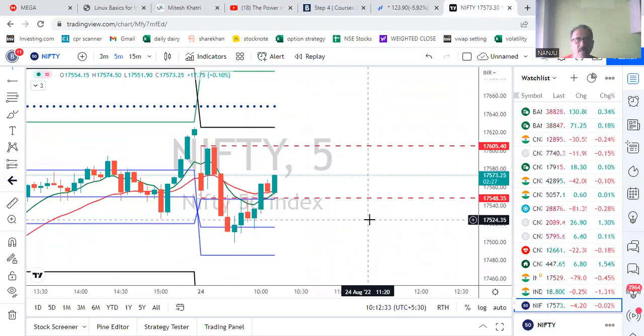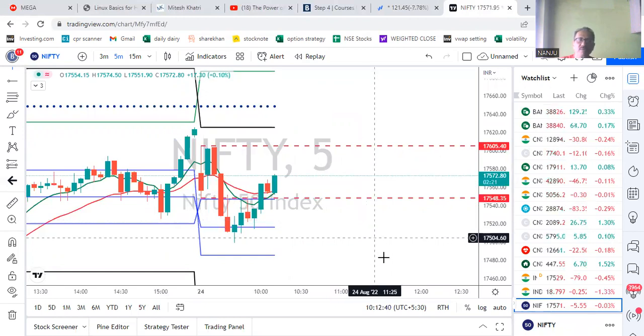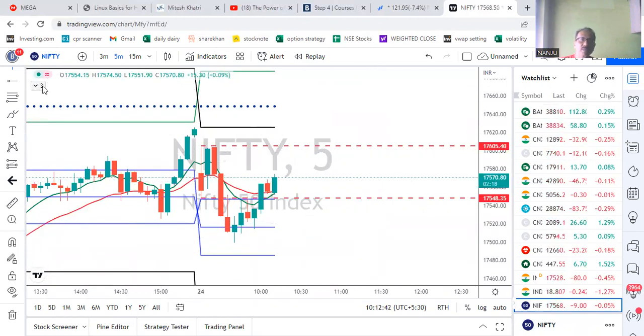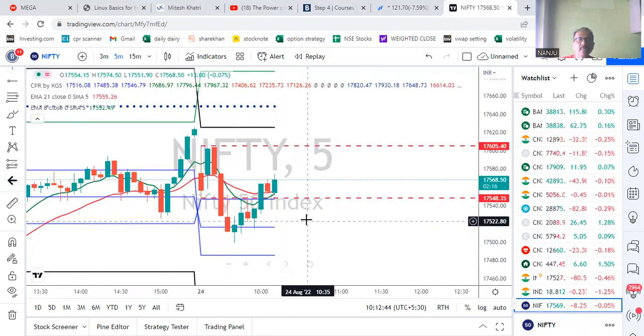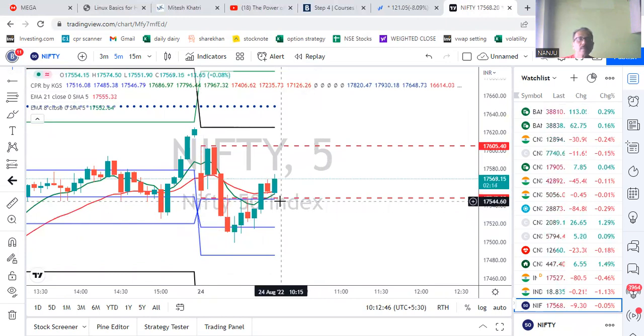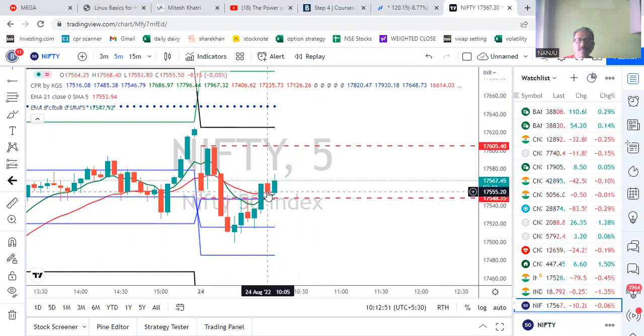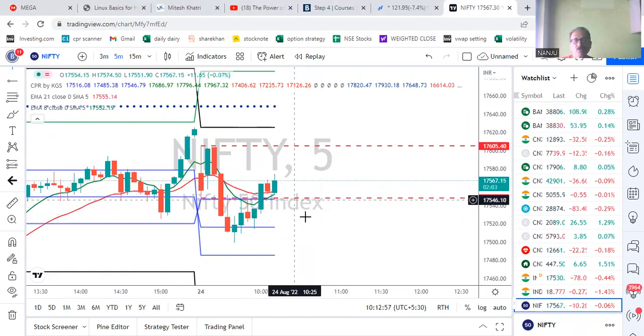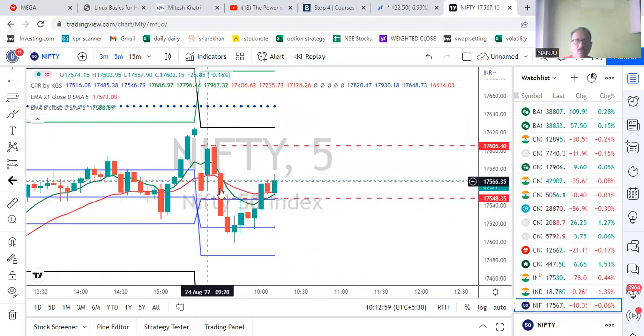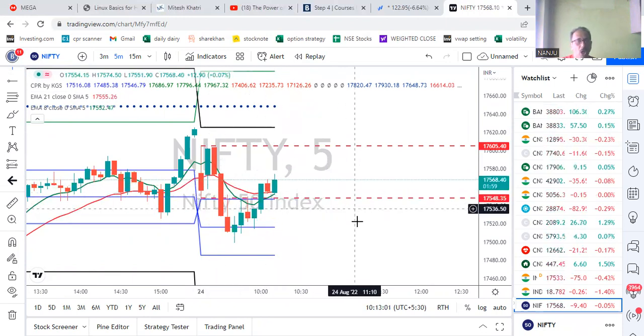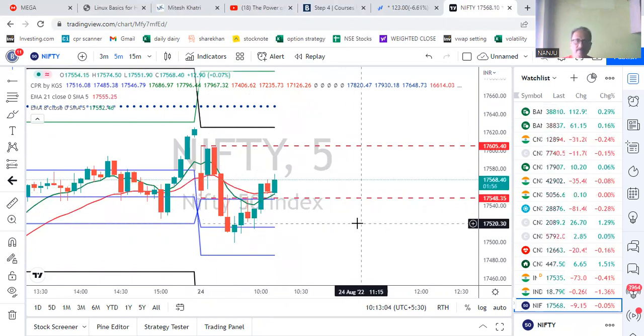The reason I did not initiate a buy call on Nifty is because the 8 exponential moving average is below the 21 exponential moving average. See, I'm sorry, the green line is the 8 exponential moving average and the red line is the 21 exponential moving average. It has to form a crossover, like the crossover formed here. Only then I can initiate a trade.